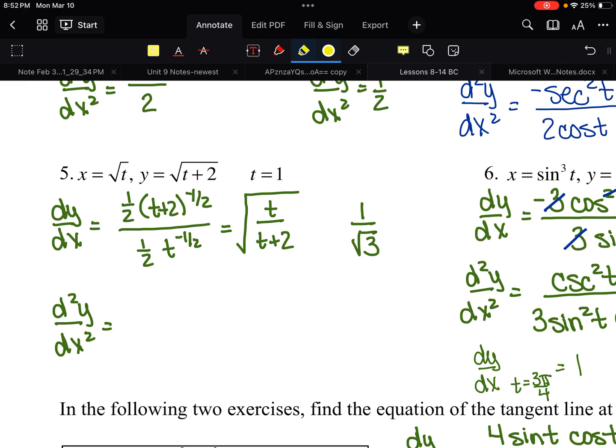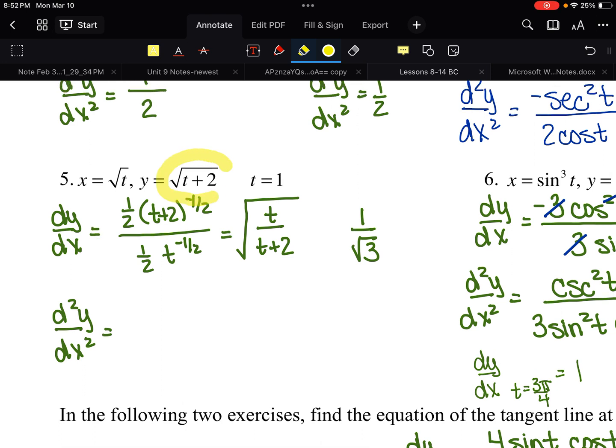Derivative of t plus 2 to the 1/2. Derivative of the outside would be the 1/2 and then the negative 1/2. And then the derivative of the inside in this case was just 1. So you could forget that that's a chain rule and still get it right. And then derivative of x. So the algebra on that one would be 1 over 2 times t plus 2, square root of t plus 2.